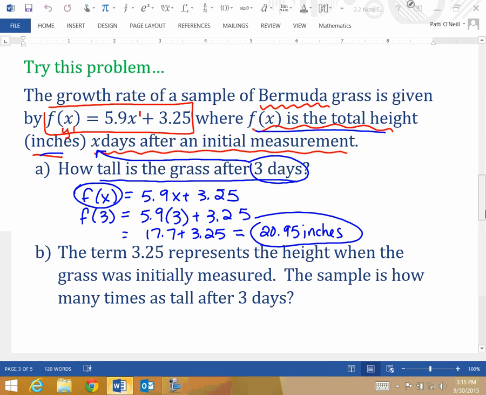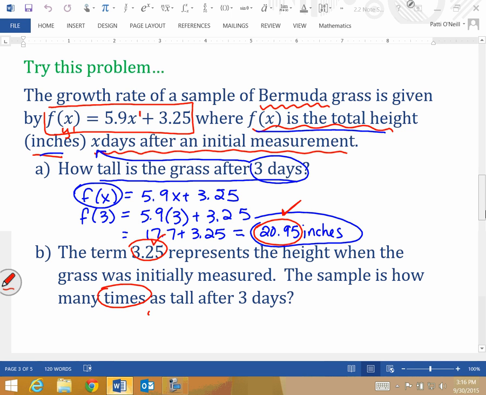In part B, it says the term 3.25 represents the height when the grass was initially measured. The sample is how many times as tall after 3 days. So how much bigger is this value? How many times bigger is this value than that value? How would you figure something like that out? What does that word times imply? What operation in math? If you're thinking multiplication, you're 100% right. So what would we multiply 3.25 by to get to 20.95?